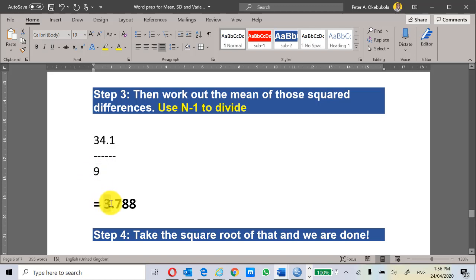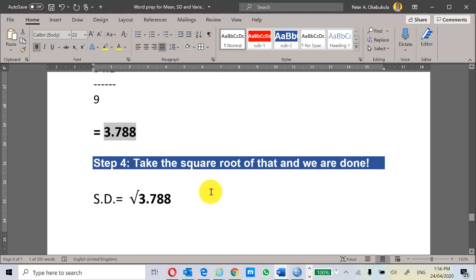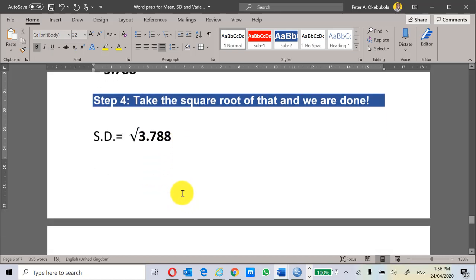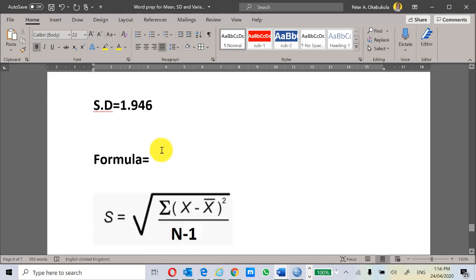That has given us 3.788. The last step to get the standard deviation is to take the square root of that, and we are done. I told you it's simple. So you take the square root of 3.788, and what do you get? You get 1.946. You can see I've walked from the problem, the steps, to the formula.